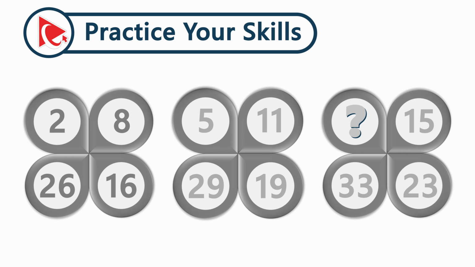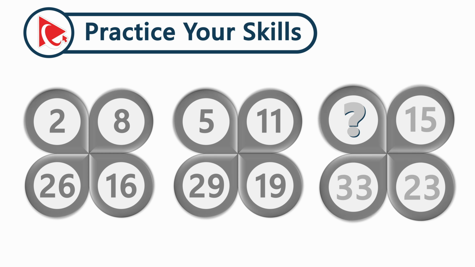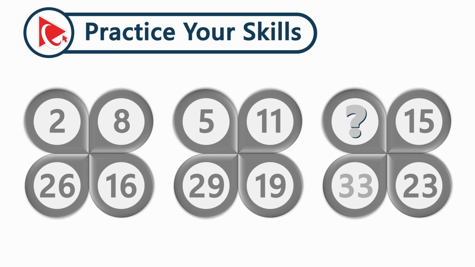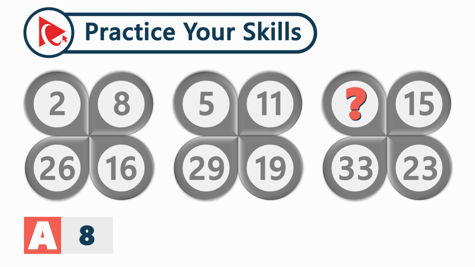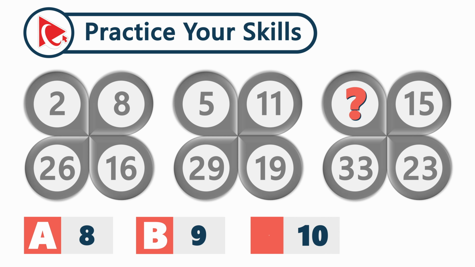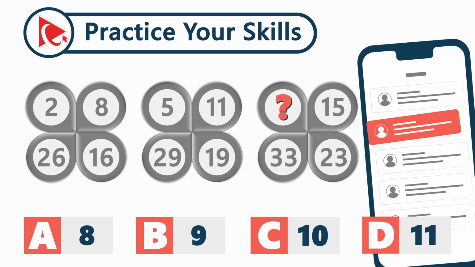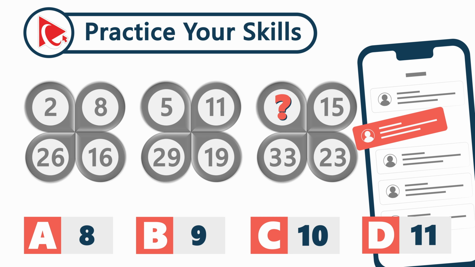In the second shape, the numbers are 5, 11, 19, and 29. And in the third shape, the numbers are 15, 23, 33, and then comes the missing number, which you need to calculate and select out of 4 possible choices. Choice A, 8, choice B, 9, choice C, 10, and last but not least, choice D, 11. Please take as much time as you need to solve this question and reinforce your learning. And when you're done solving it, make sure to post your answer in comments so I can give you my feedback.